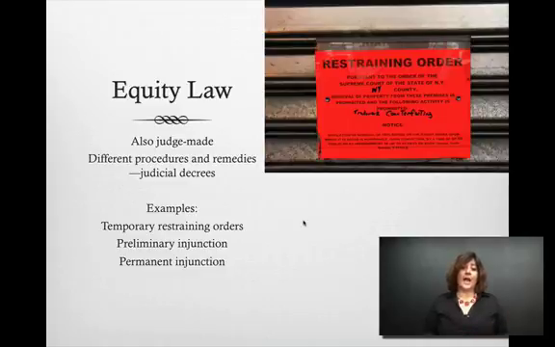Another option that we have in law is what's called equity law. This is also judge-made law, but it's a little bit different in the sense that these are remedies that are decrees that are issued by the bench. So you'll see things like temporary restraining orders or preliminary injunctions, a permanent injunction. Those are considered to be equity law.